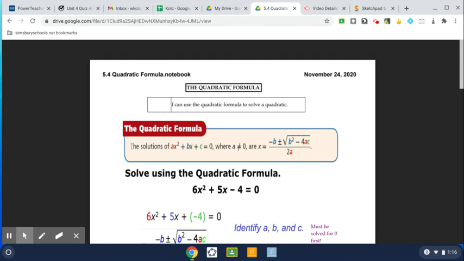So the solutions of ax squared plus bx plus c equals 0, where a is not equal to 0. Why not? Because if a is 0, then it becomes linear. So the solutions are negative b plus or minus square root of b squared minus 4ac, everything divided by 2a. Again, opposite of b plus or minus square root of b squared minus 4ac, everything divided by 2a.